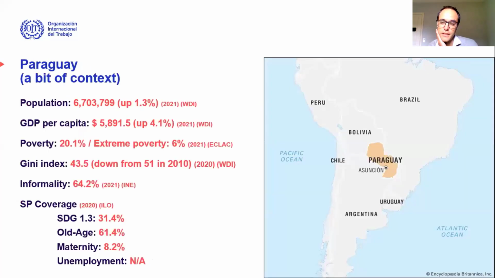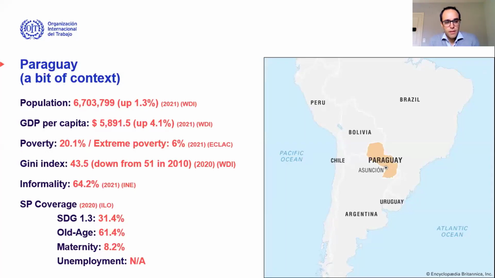Just a little bit of context. Paraguay has a population of a little under 7 million people. It's a high middle income country as measured by GDP. That is, on average, but it's a highly unequal country. So to a large extent, Paraguay still shares many of the social and economic challenges of middle income countries.